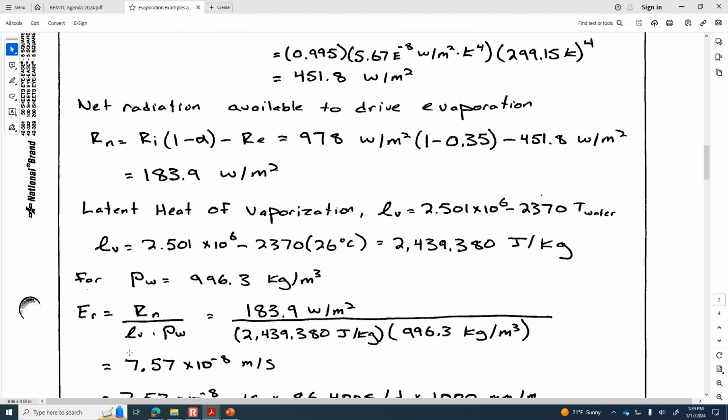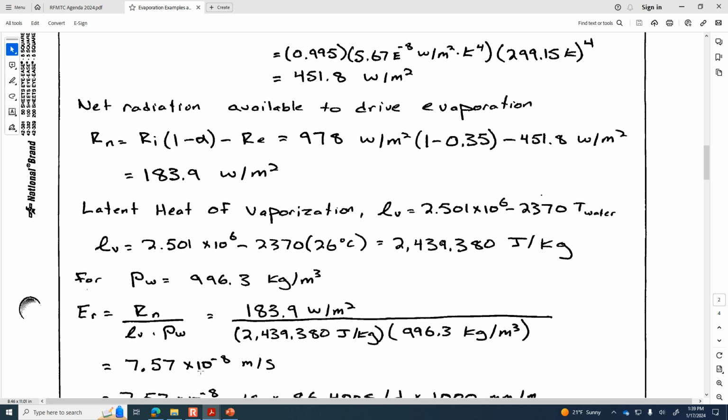That's what we'll get. The units here are meters per second, because remember, joules is watts per second, so the time units come out of the joules, and if we cancel out all the like units, then it's 7.57 times 10 to the minus 8th meters per second. So that's how quickly water is evaporating.